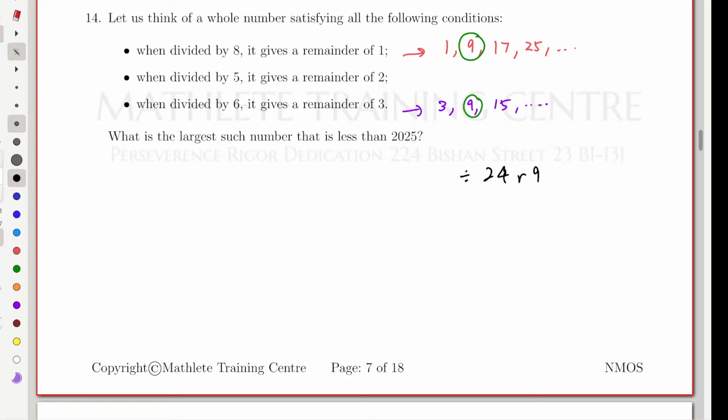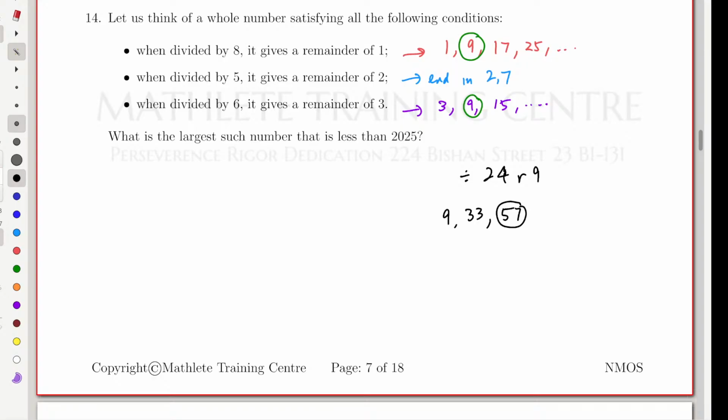Now, obviously, this number will be odd, right? Because it's an odd remainder when divided by 24. So if it's an odd number, we know that it must end in 7. The reason why it must end in 7 is because of the middle one: it ends in 2 or 7 for the units digit. Those are the only ones with a remainder of 2. So we're looking for a number that divided by 24, remainder 9, ends in 7. What is that? 9, 9 plus 24, 33. 33 plus 24, 57. There we go. 57 ends in a 7, right?